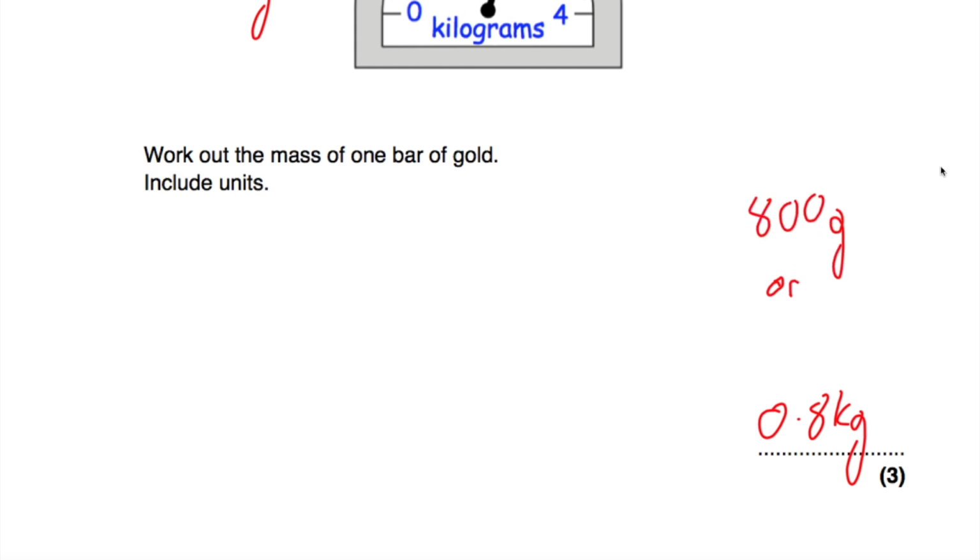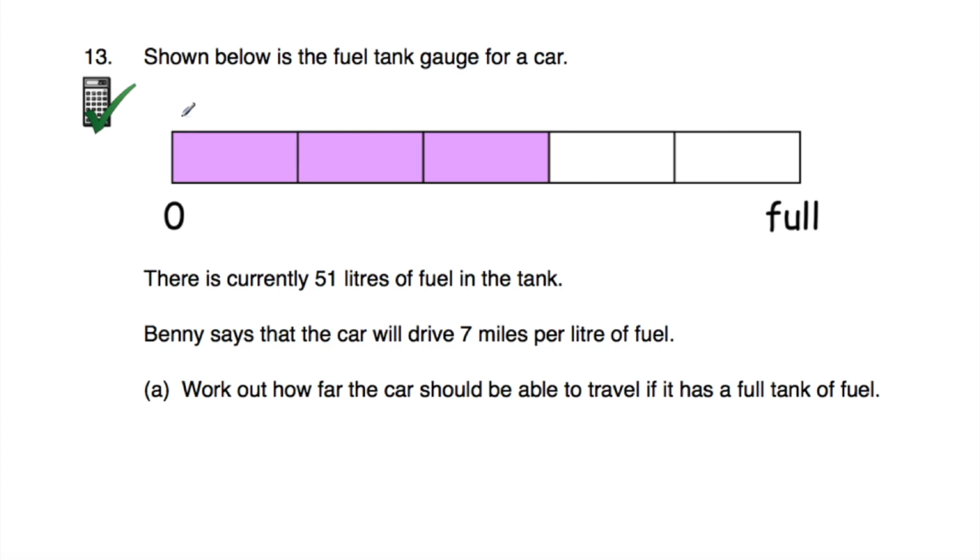And that's it. Okay, let's look at our next question. Okay, so question number 13. So question number 13 is our last question. And we're told shown below is the fuel tank gauge for a car. So this is the fuel tank gauge for a car.